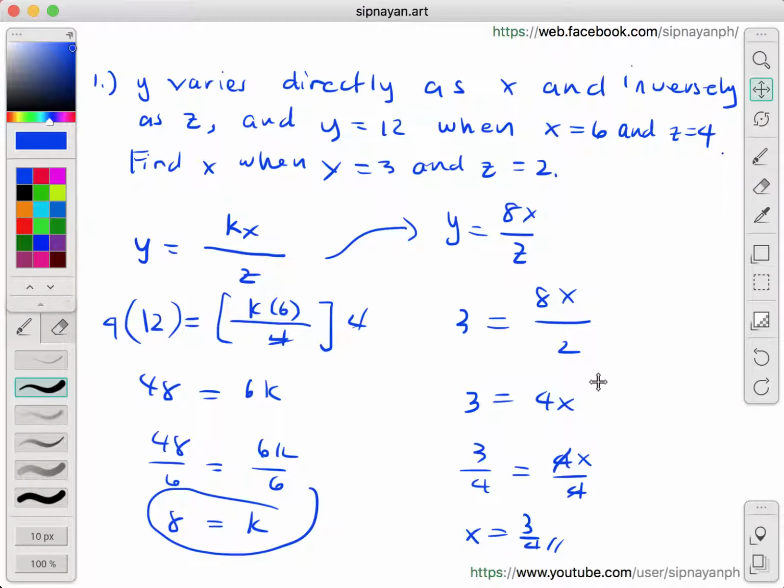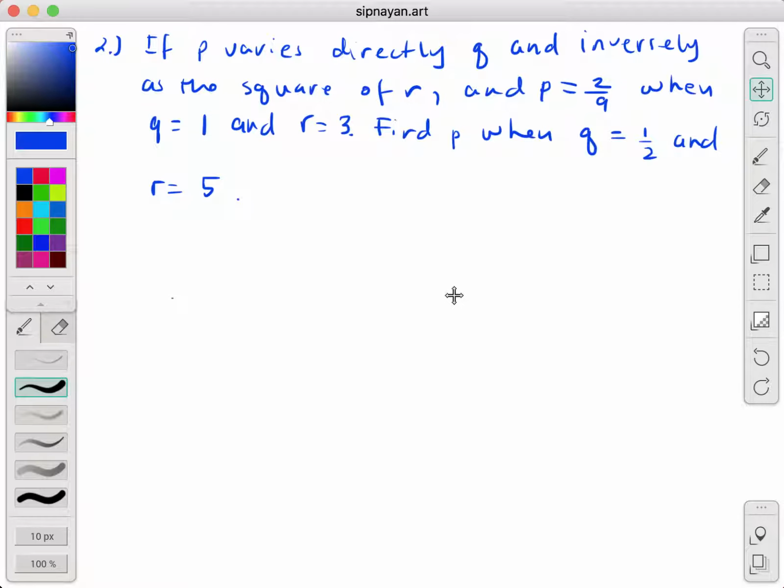Okay, for the second problem, p varies directly as q and inversely as the square of r, and p equals 2 over 9 when q equals 1 and r equals 3. Find p when q equals 1/2 and r equals 5. Now, p varies directly as q, so p equals kq, but inversely as the square of r. So, square of r meaning r squared siya. Yung r squared dahil inversely siya, doon siya sa baba.